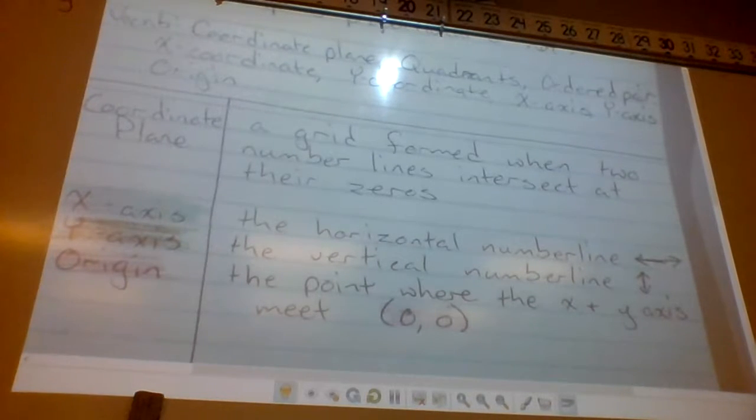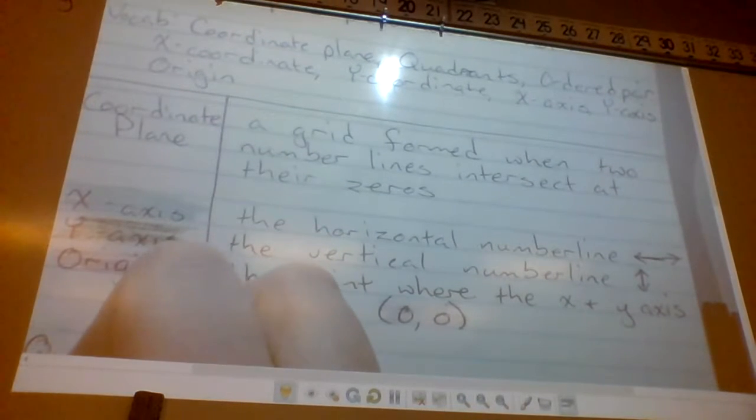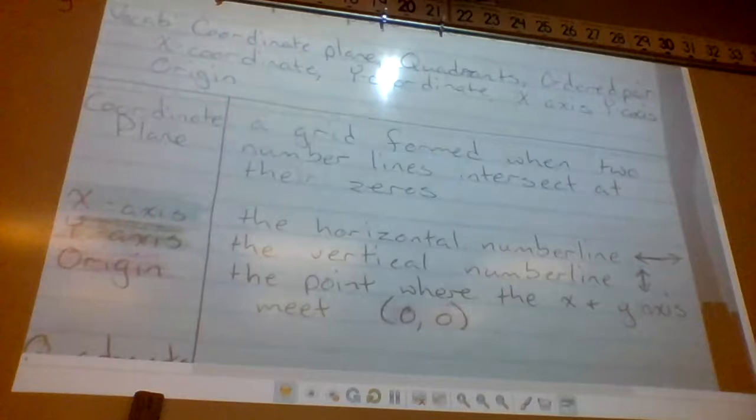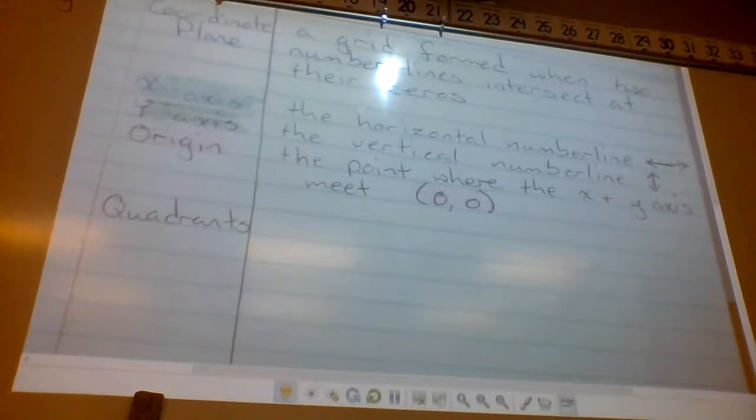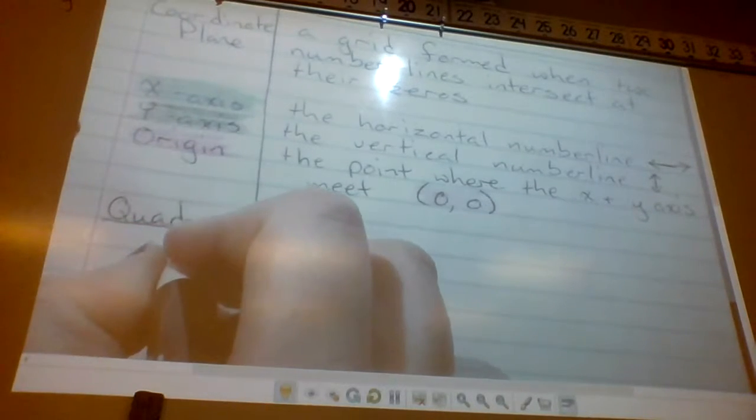Okay? You guys ready to move on? Alright. So then we have something else. We have what we call quadrants. What are quadrants? There's the little squares, but they're not squares, those are rectangles. Okay. Why are they called quadrants? Because there's 4 of them.